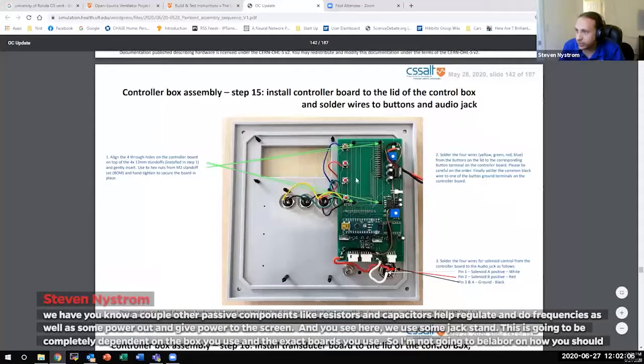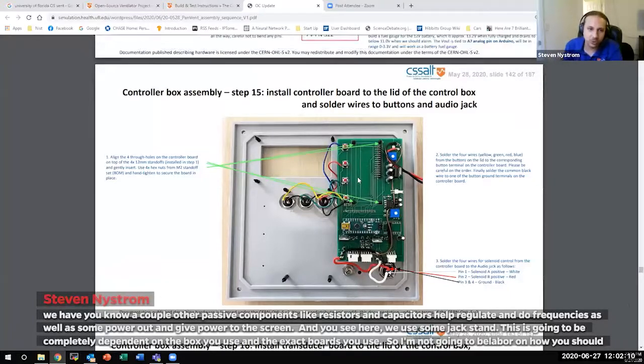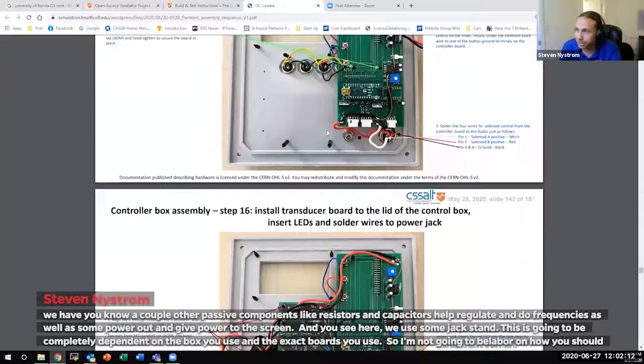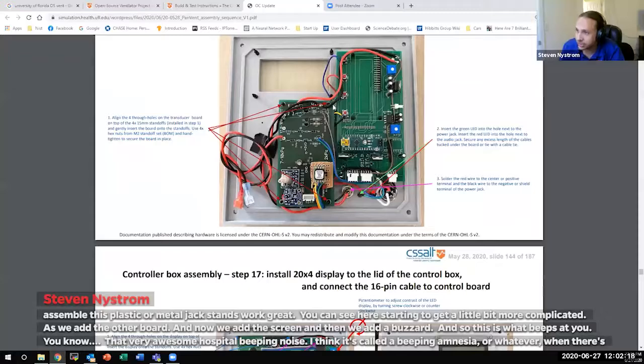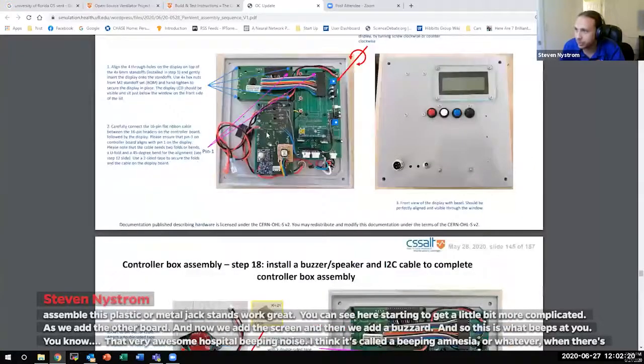And you see here, we use some jack stands. This is going to be completely dependent on the box you use and the exact boards you use, so I'm not going to belabor how you should assemble this. Plastic or metal jack stands work great. You can see here, it's starting to get a little bit more complicated as we add the other board. And now we add the screen.